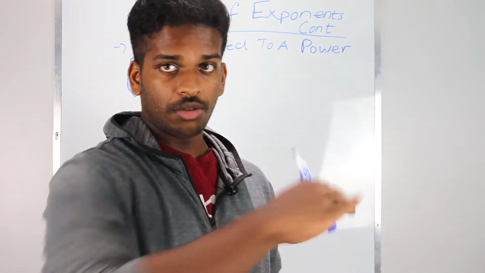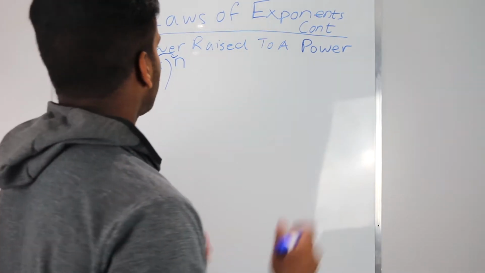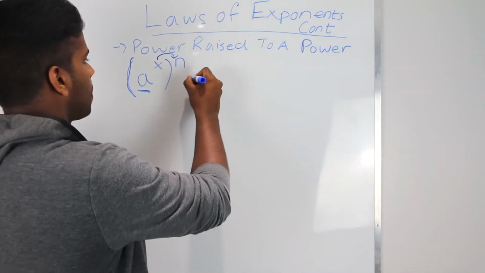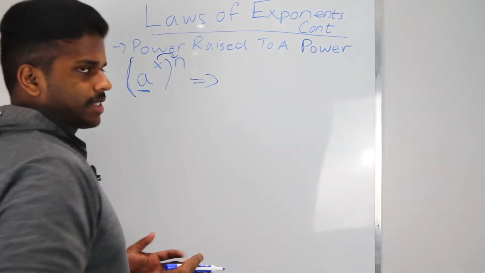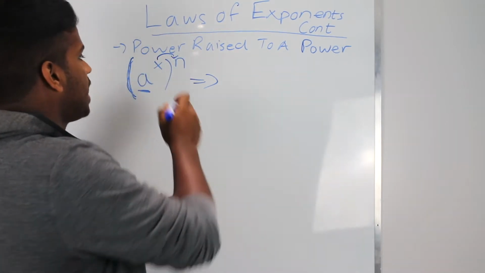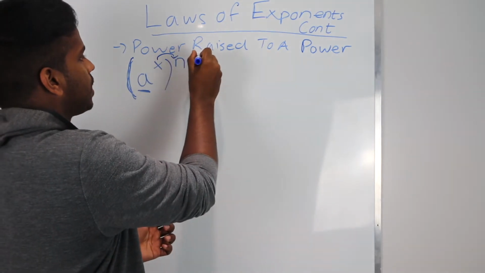So without further ado, let's get to this lecture now. In this lecture, we're going to look at a power raised to a power. So what does that mean? For example, a to the power of x, and then we've put that in brackets here, which means a to the power of x, and then you see two exponents here.